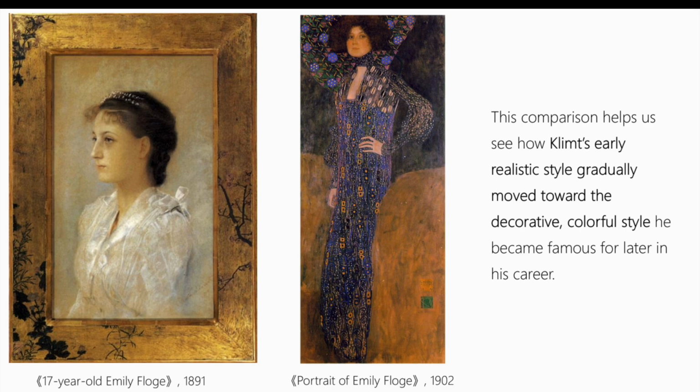On the right, we can see the same portrait of Emily Flöge, but in 1902, 11 years later. By 1902, Klimt's style has started to change and become more decorative. In this later painting, you can see more patterns in her clothes and background, and the colors are richer and brighter. She looks more confident and grown-up, showing how both she and Klimt's styles have matured over the years. This comparison really helps us see how Klimt's early realistic style gradually moved toward the decorative, colorful style he became famous for later in his career.